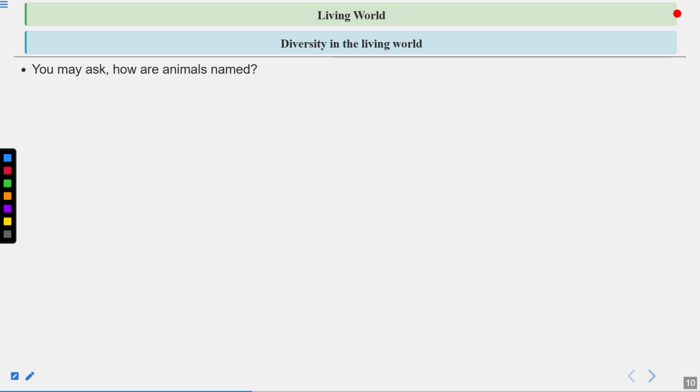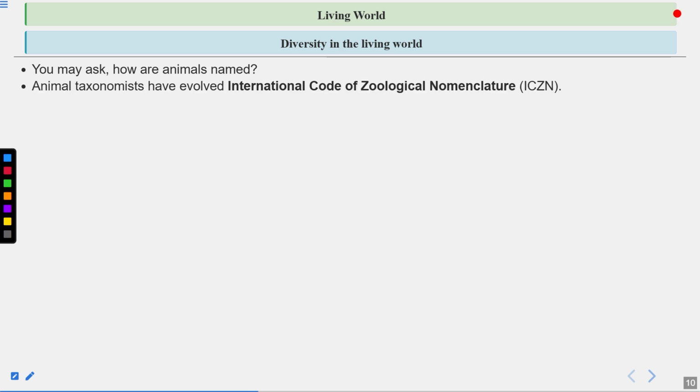So you may ask, how are animals named? For animals, taxonomies have evolved the International Code of Zoological Nomenclature, abbreviated ICZN.